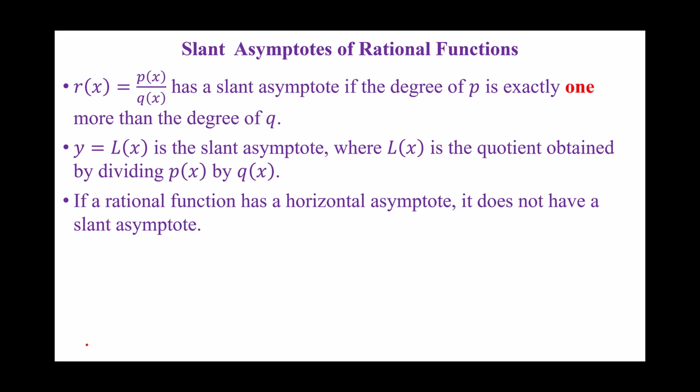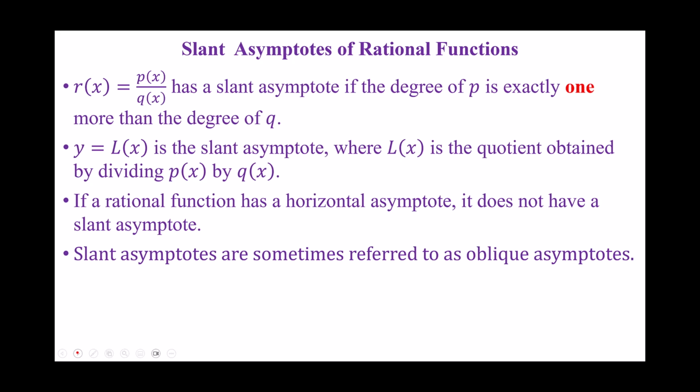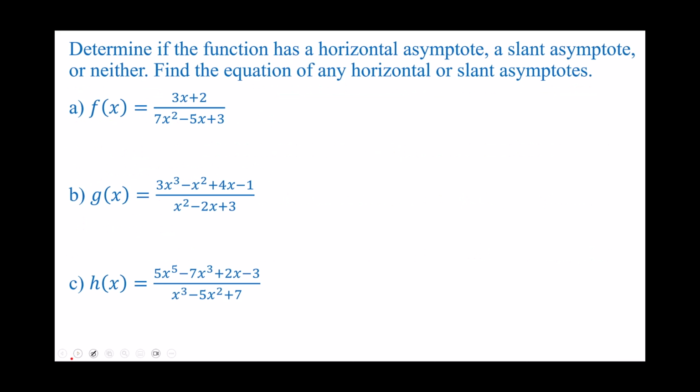If a rational function has a horizontal asymptote, it does not have a slant asymptote. So it can have a horizontal asymptote, a slant asymptote, or neither. And slant asymptotes are sometimes referred to as oblique asymptotes. Either word works just fine. Let's determine if these functions have a horizontal asymptote, a slant asymptote, or neither. And if there is a horizontal or slant asymptote, we'll find the equation.